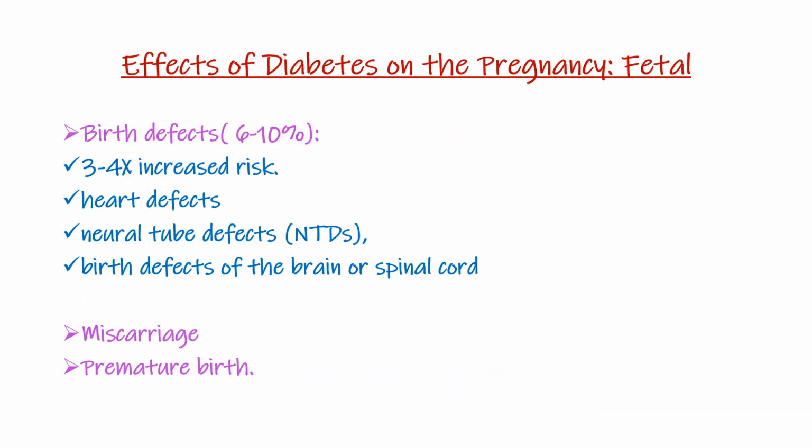Now let's look at the effects of diabetes on pregnancy. So how is diabetes affecting the pregnancy? You're going to categorize them into fetal and maternal. In terms of fetal, we have birth defects, and as already said before, this pre-existing diabetes is present in the period of organogenesis, throughout the pregnancy. Organogenesis occurs in the first trimester. So you'll have a 3 to 4 times increased risk of having birth defects.